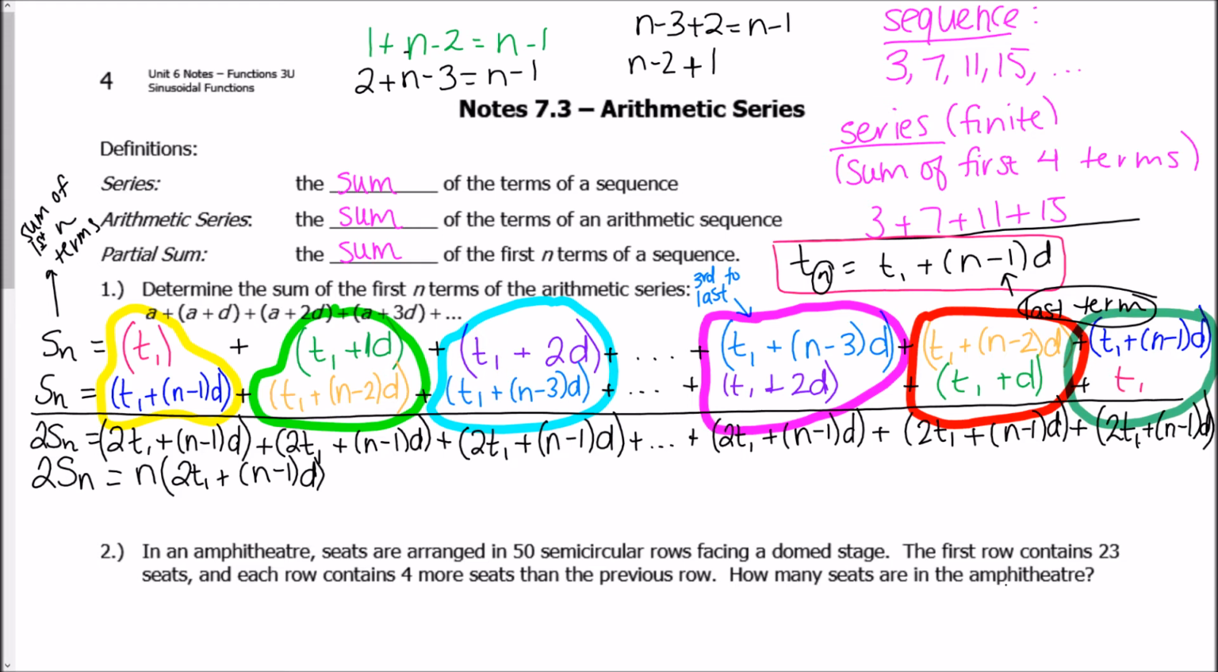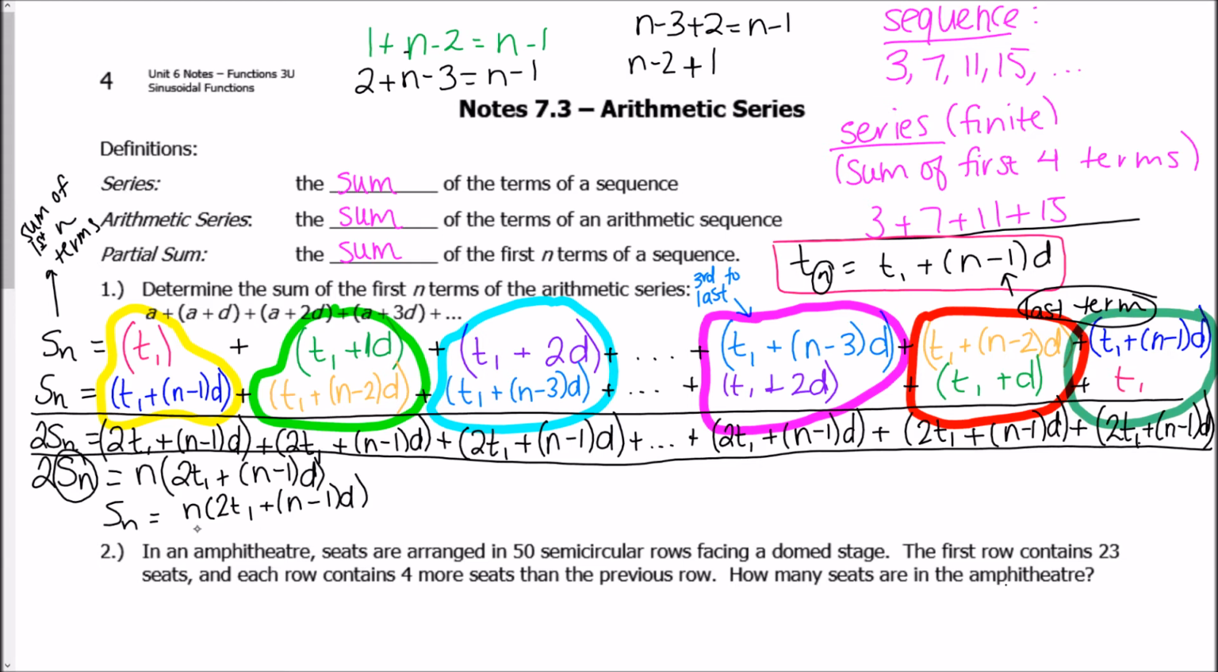So the next thing I'm going to do is divide both sides by 2, because my goal is to figure out what s sub n is. So I'll just put a little line here so I don't get everything confused. Right here, this means that s sub n is equal to n times 2t sub 1 plus n minus 1 times d all over 2.